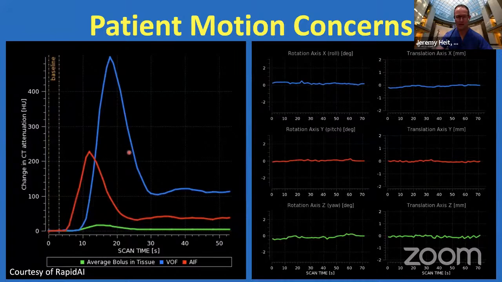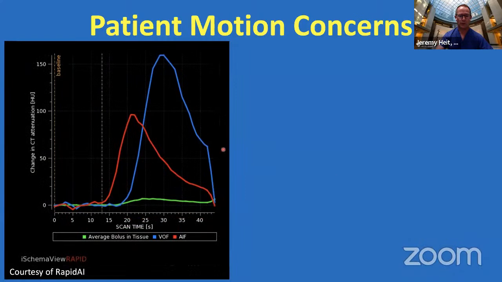And here we can see that the patient is not rotating in the X, Y, or Z axis, and they're not translating or moving in the X, Y, and Z axis. So there's very minimal movement here. And that's what you want to see. And that contrasts with a graph that looks like this. So this is a little bit different, right? The arterial input function is coming up before the venous outflow function, but the peak is very broad. The peak is very broad for the venous outflow function.